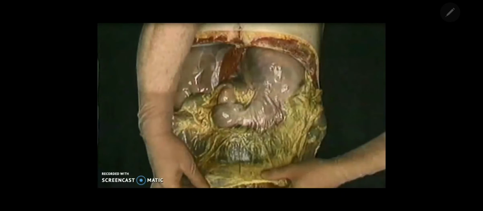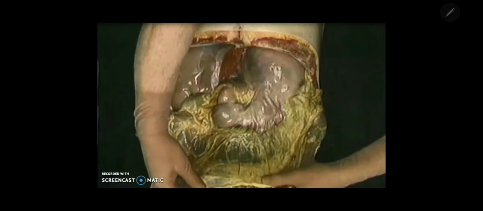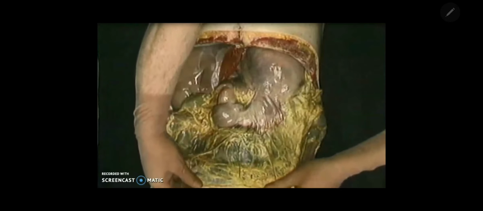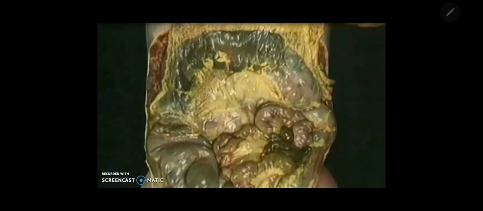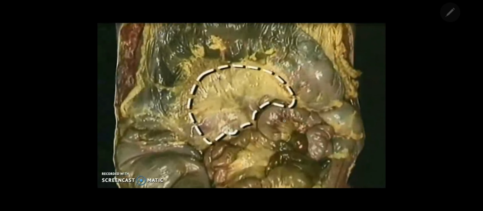And here you can notice the duodenum is covered. The duodenum is covered by the greater omentum and transverse colon. When you reflect here, you are seeing the transverse mesocolon, suspending the transverse colon, and here you will see the superior mesenteric vessels, and these are all coils of intestine that you are noticing.